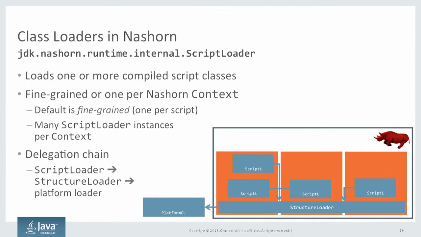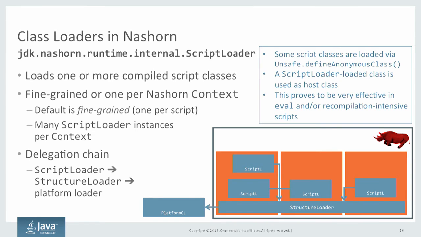There is one little exception. Sometimes script classes may be loaded by Unsafe.defineAnonymousClass. If a JavaScript script is broken down into more than one Java class, this may be due to size, for instance, all of them must have the same class loader, and they may have to access each other by name, the generated classes, that is.